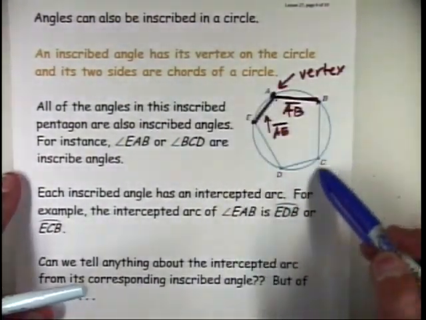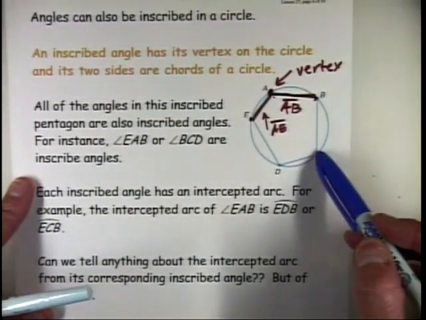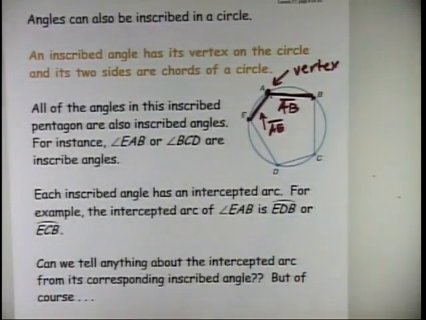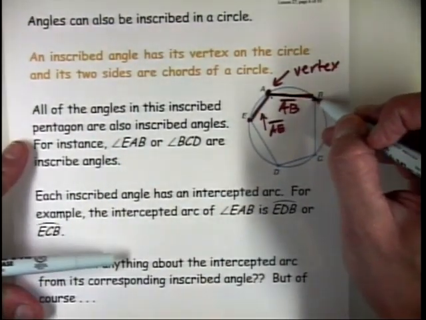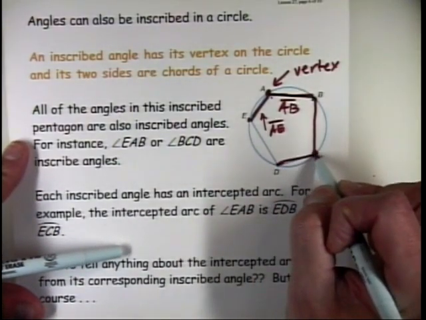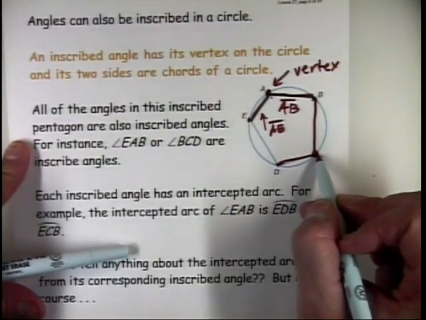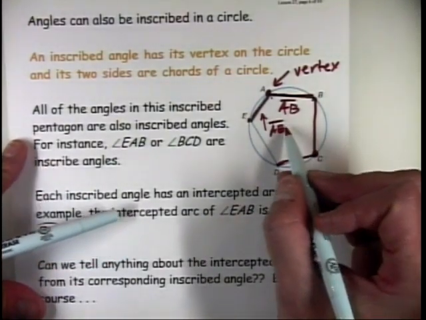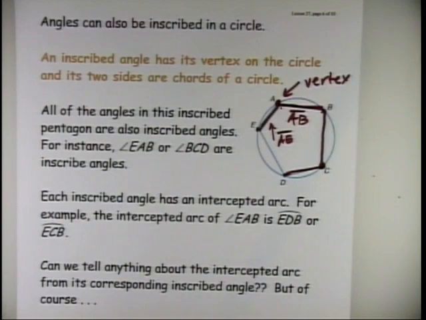All right, so all of the angles in this inscribed polygon are going to be inscribed angles. Here's another one. Inscribed angle BCD. Again, this is not a central angle. This has a vertex on the circle itself. A central angle has a vertex on the center of the circle.